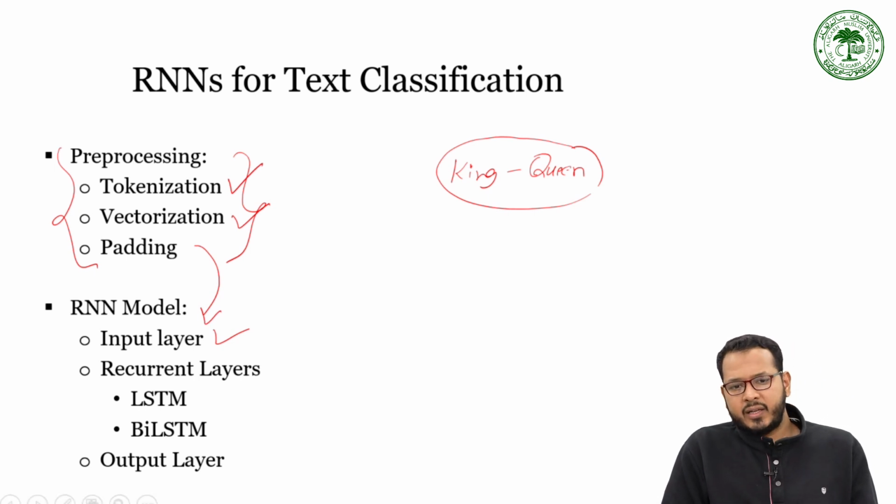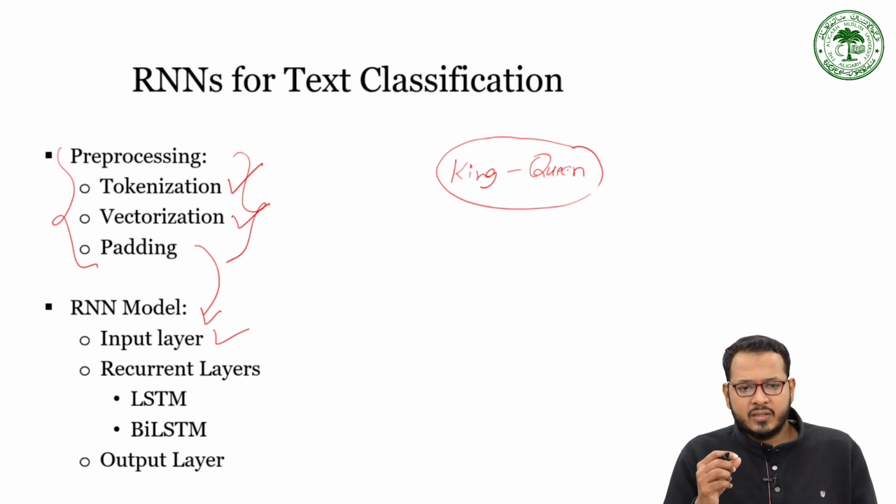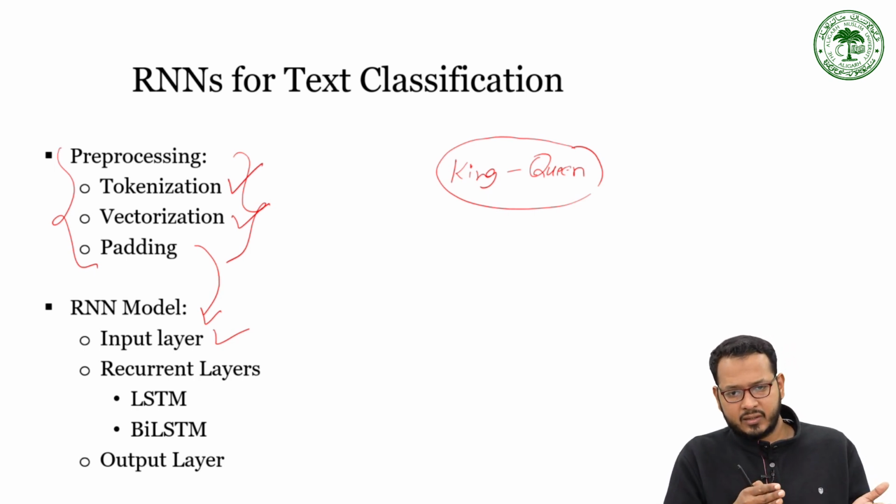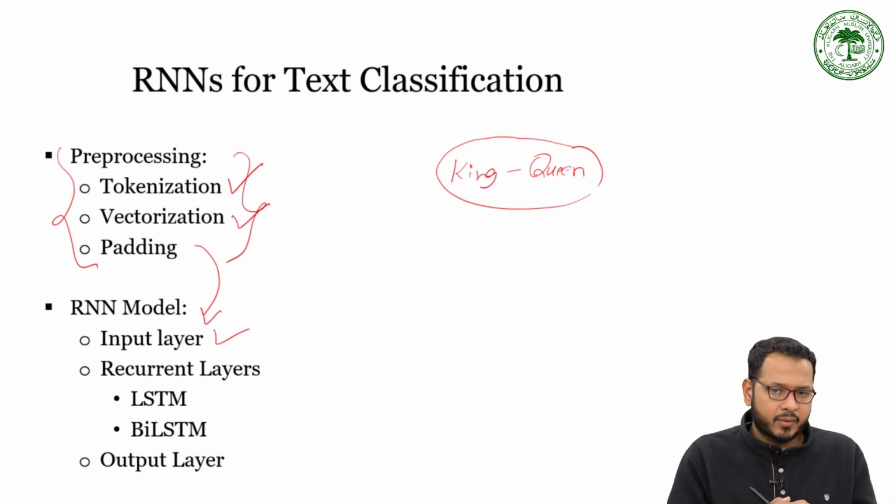Then comes the recurrent layer. These layers use the sequence of vectors from the input layer, and each unit in these layers processes one vector at a time in sequence, maintaining a hidden state that represents the information it has seen so far. Once this information is identified, it is passed to the next unit within the layer.